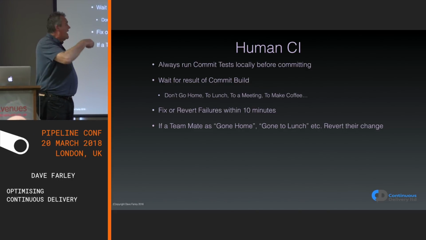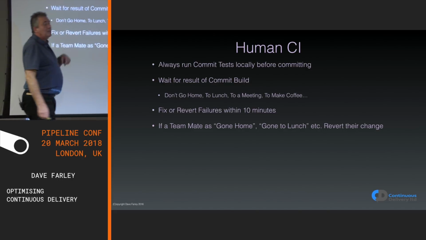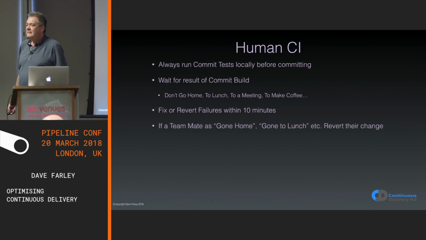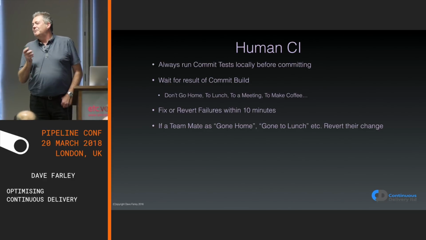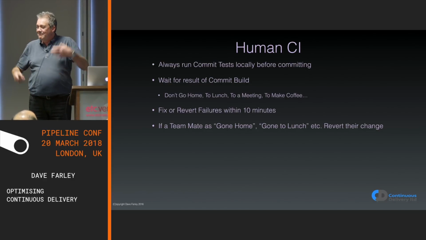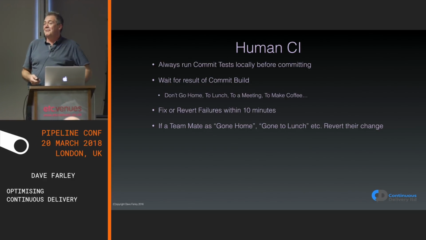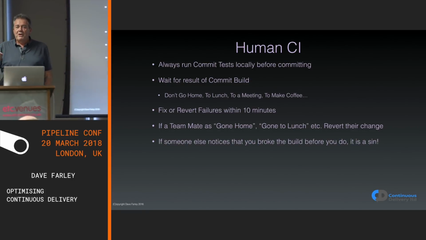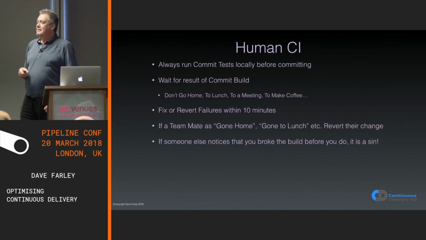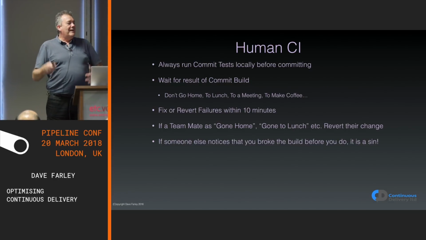If a teammate has gone home, if they've broken this rule, revert their change on their behalf. Send them a polite email saying, you broke the build. Please try not to do that in future, but I was your friend and I reverted on your behalf. If someone else notices that you broke the build before you notice, that's a build sin, and so you should pay a penalty.